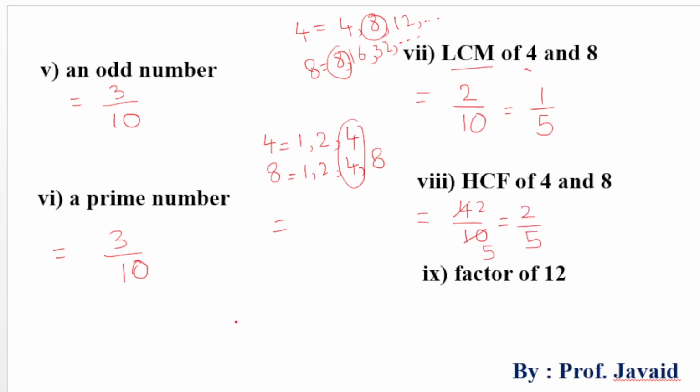And then factors of 12. Factors of 12: it's simply who can divide 12? 1, 2, 3, yes, 4, yes, 6, and then 7, 8, 9, no, and then 12. This number is not included because we have only single digit numbers.